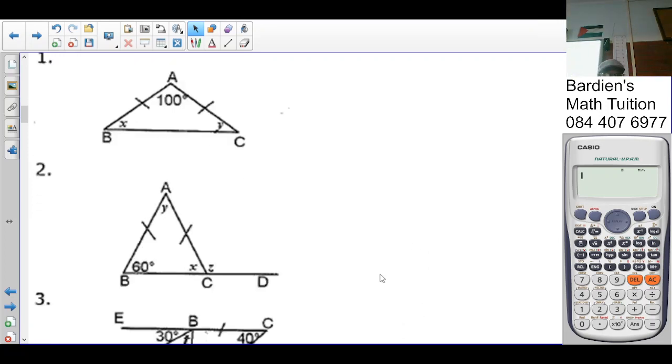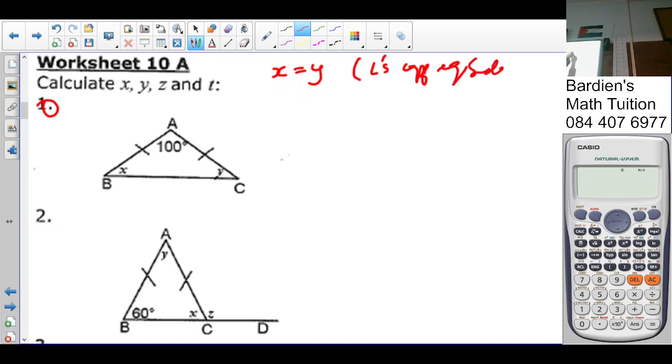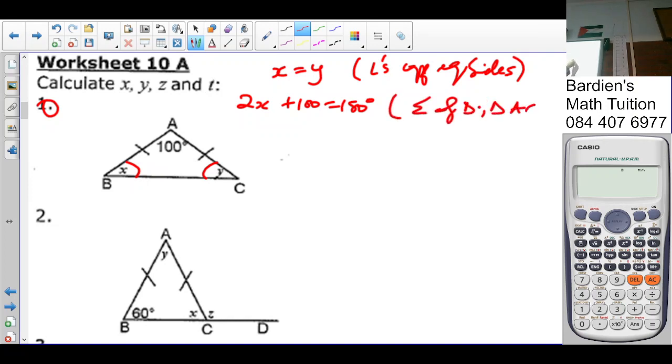The bell's going to ring in a couple of minutes, so let's wrap this up quickly. Number one, what do you need to do first here? You must first say that x is equal to y. Reason: angles opposite equal sides. If you leave that out, you're going to lose marks. So now I know that y is the same as x. So 2x, or x plus this angle, which is x plus 100, is equal to 180. Reason: sum of angles of a triangle ABC. So 2x is equal to 180 minus 100, which is 80, divided by 2 is 40 degrees. Do you agree with that?